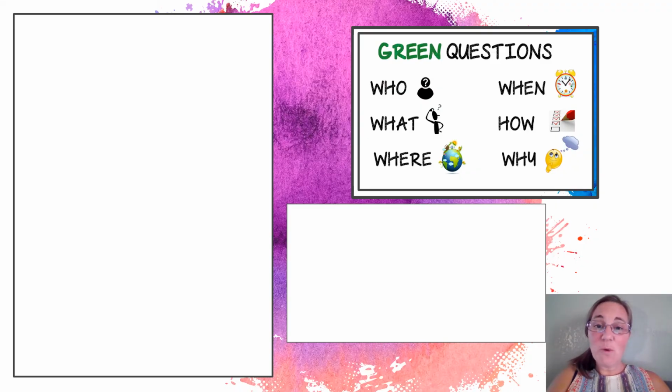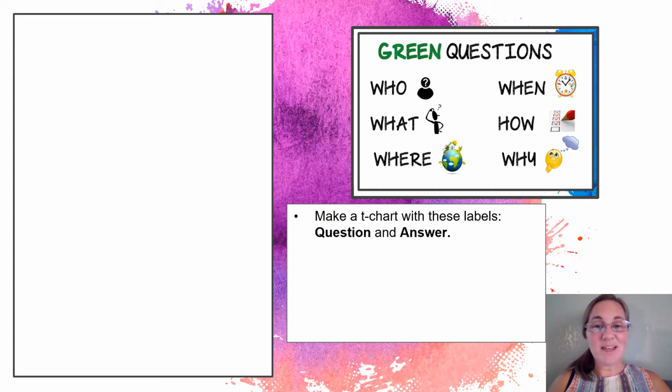Asking questions before and during reading really helps us to focus on the key details we read so we can understand the story. Take a look at the green questions chart. Do you remember how we use those to start off our questions? And those give us questions that are right there in the text. Who, what, where, when, how, and why. We can use those to ask and answer questions before we read and during our reading. Let me show you how to do that.